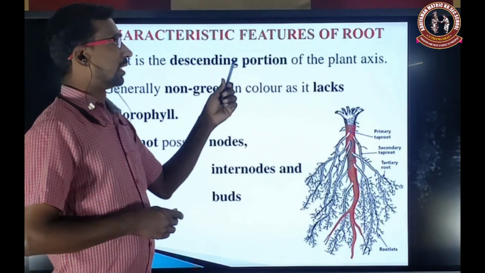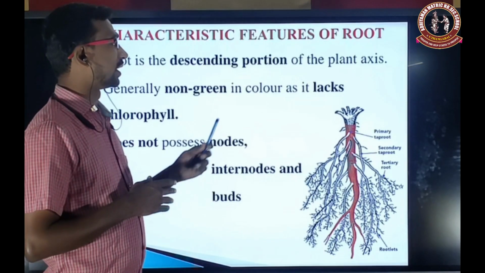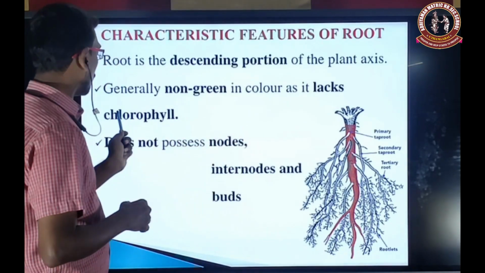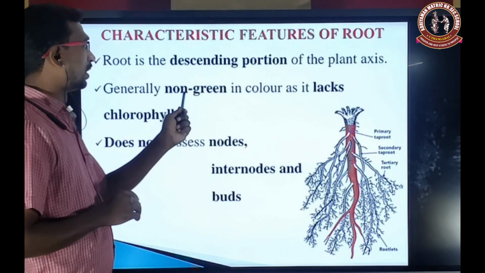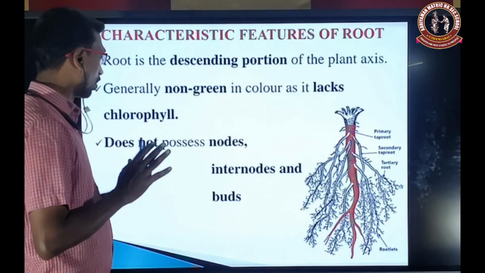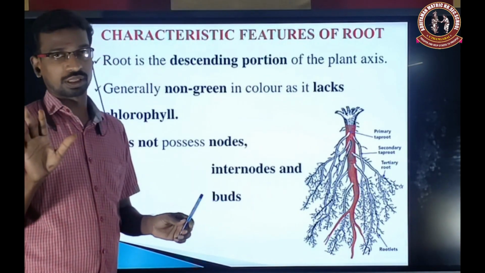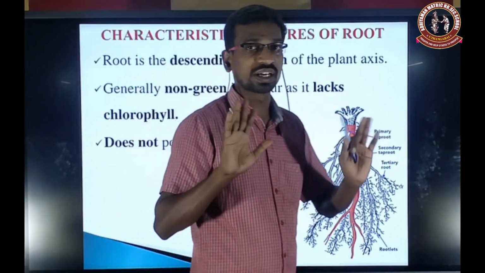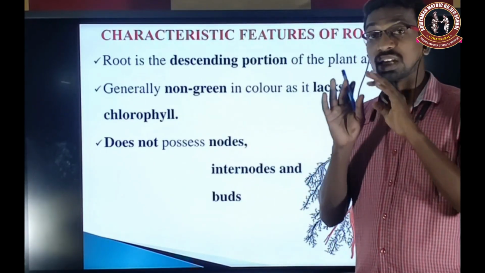The root is a descending portion of the plant axis. We already know that it is generally non-green in color and lacks chlorophyll. So in general, the characteristic features are that it is a descending portion, non-green, and lacks chlorophyll. It does not possess nodes, internodes and buds. The root system never contains nodes, internodes and buds. But there are some exceptions.